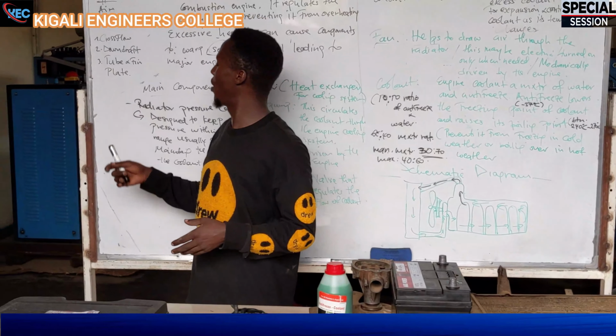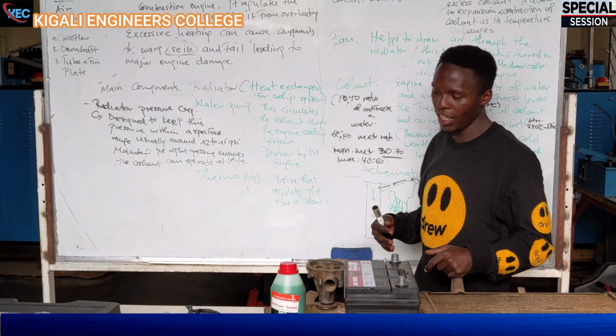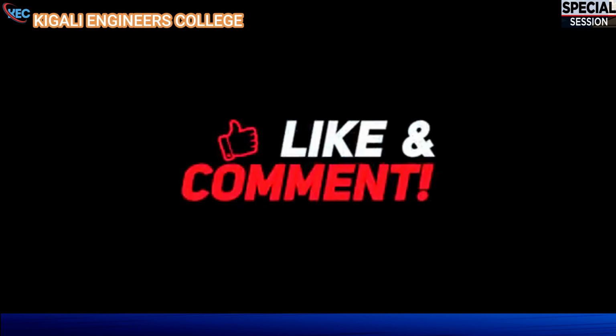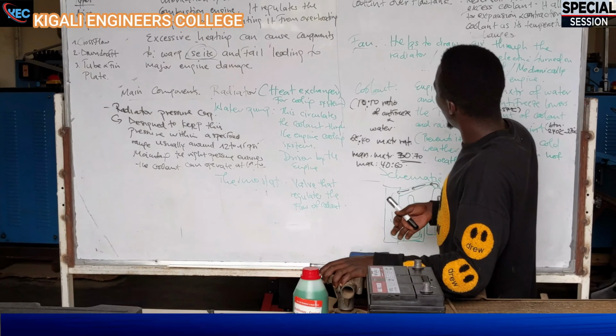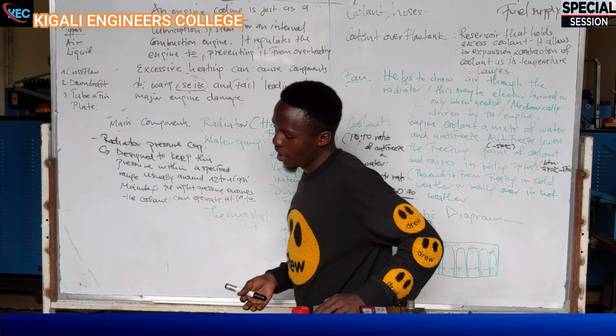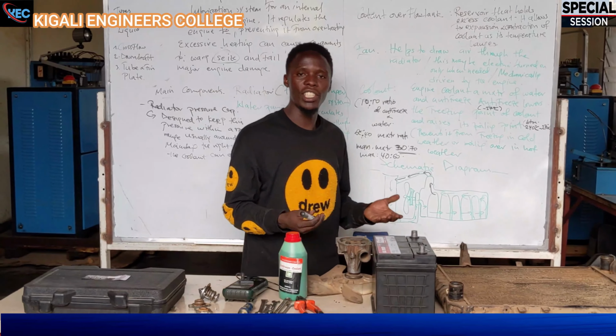We also have the tubular type and the plate type, which we do not have to show you today. Another component we have to look at is the coolant. Now we have to understand what the coolant ratio is, and what the coolant mixture is.